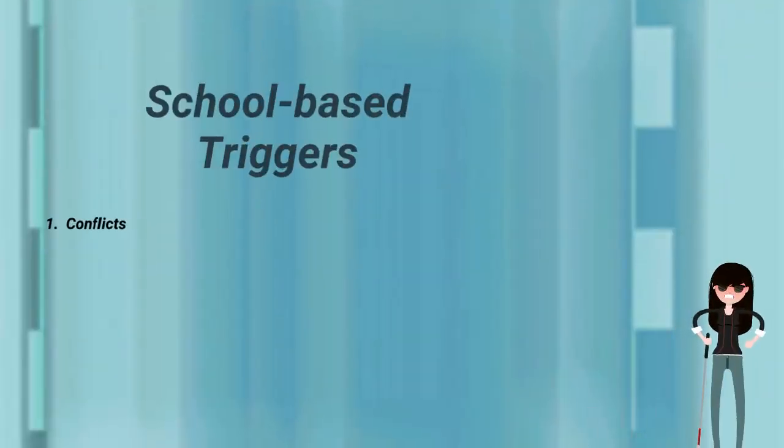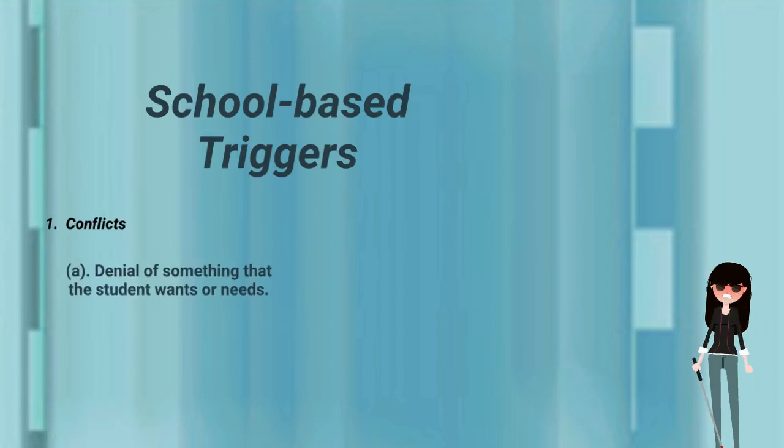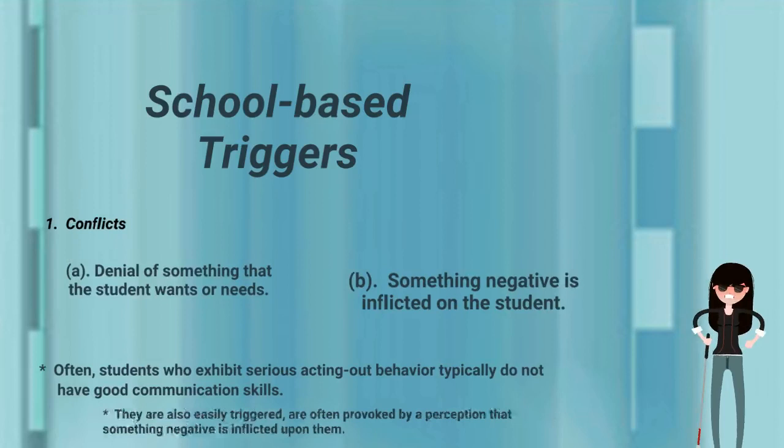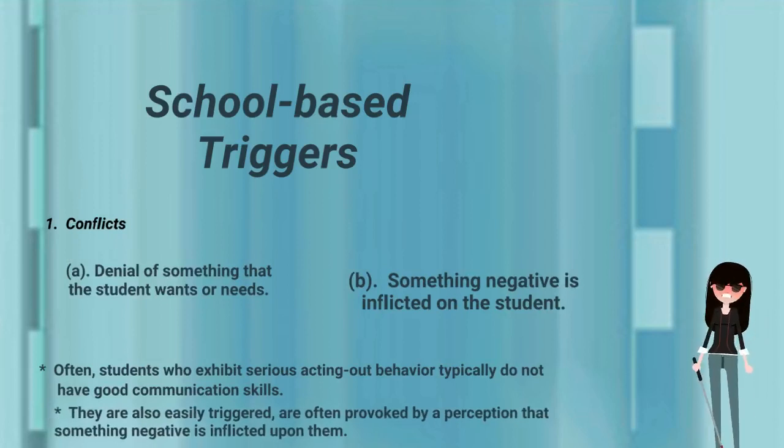School-based triggers. Conflicts. A. Denial of something that the student wants or needs. B. Something negative is inflicted on the student. Often, students who exhibit serious acting out behavior typically do not have good communication skills. They are also easily triggered, and are often provoked by a perception that something negative is inflicted upon them.